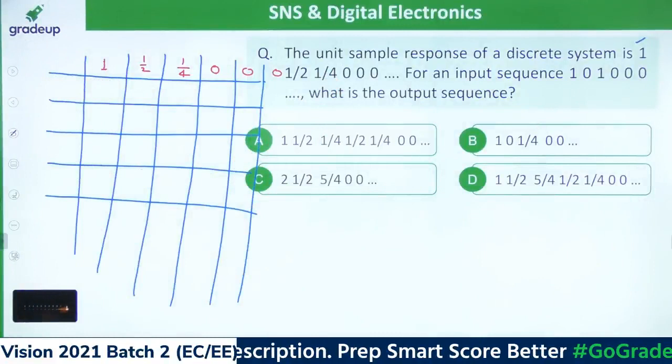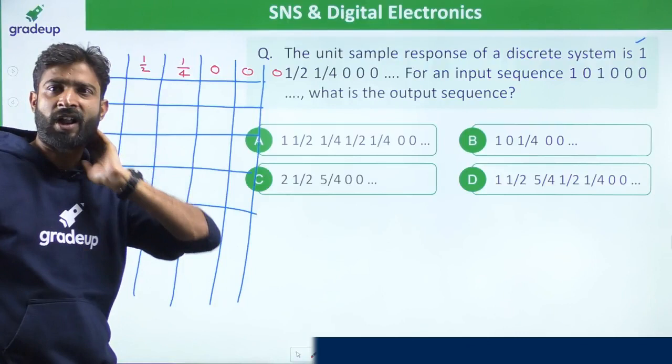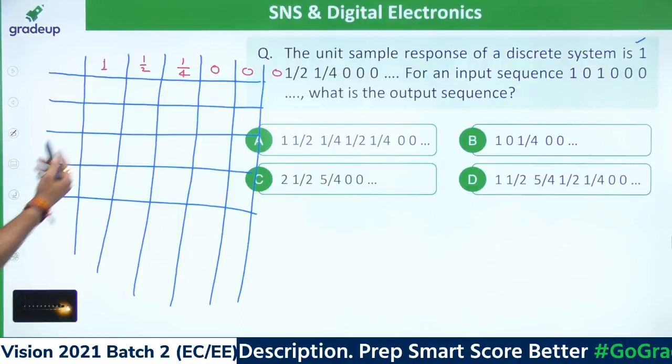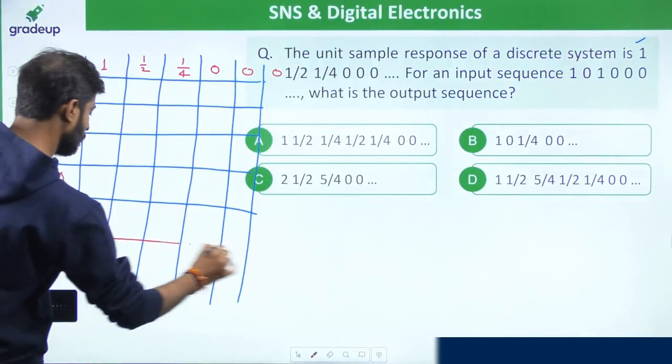Satyanarayan has given the answer B, Bishal has given the answer B, Prince B, Manish B, but Shashank has given option D, Shashank again has given option D, and Prince has also given option D. Prince, okay. Let me check. Now that will be 1 0 1 0 0, then 0. Now if you multiply it, you will get the answer.